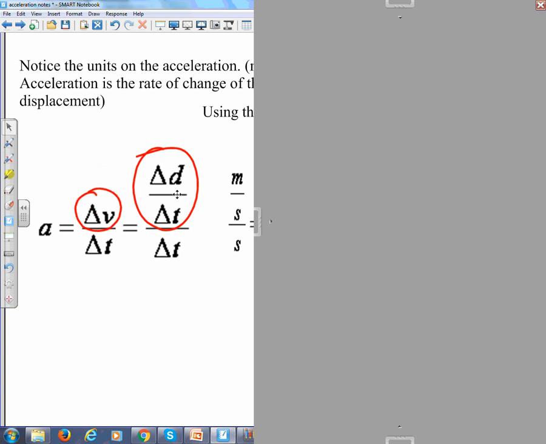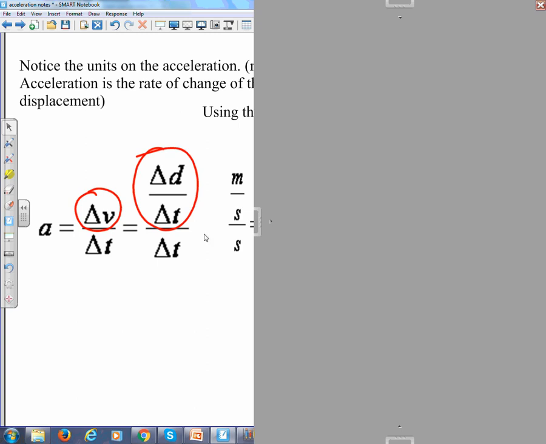What unit do we use for delta d? Meters. What unit do we use for t? Seconds. So I got meters per second per second. Now, do you remember how to divide fractions from like grade 7 or 8? How do you divide fractions? No, that's adding. You're in the right ballpark. You flip which one? You flip the second one and you change it to multiply.